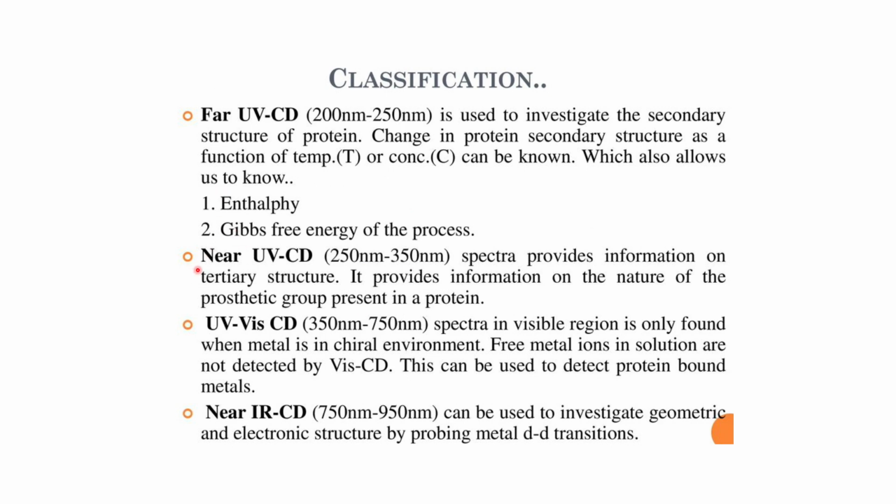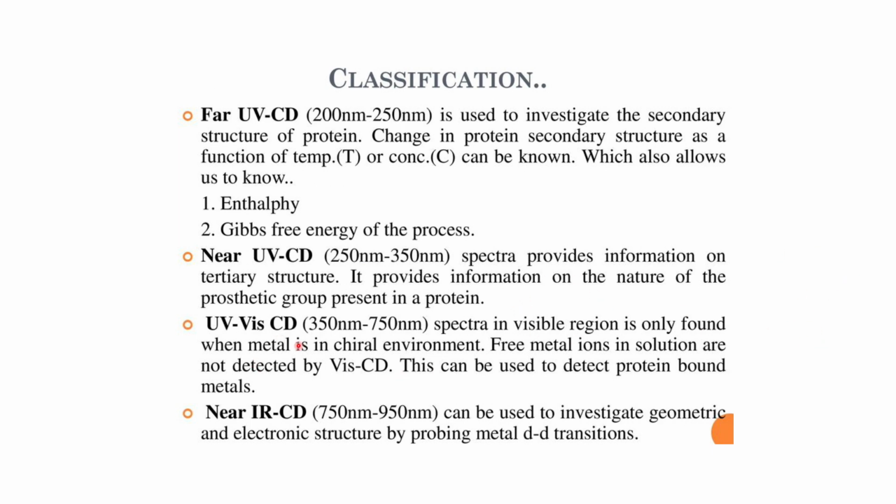And then near UV CD spectroscopy, in the 250 to 350 nanometer range. This spectrum provides information on the tertiary structure of proteins. It provides information on the nature of the prosthetic group present in the protein.